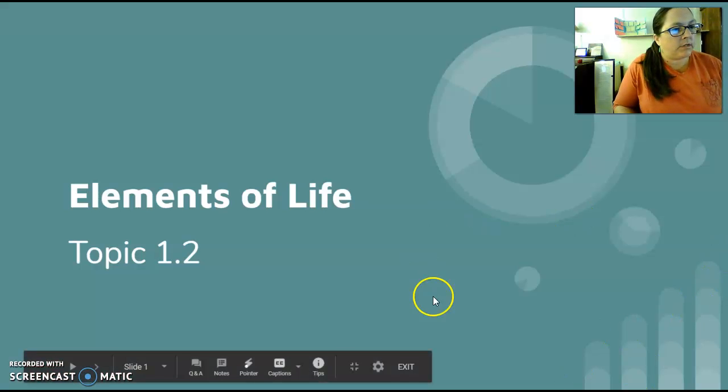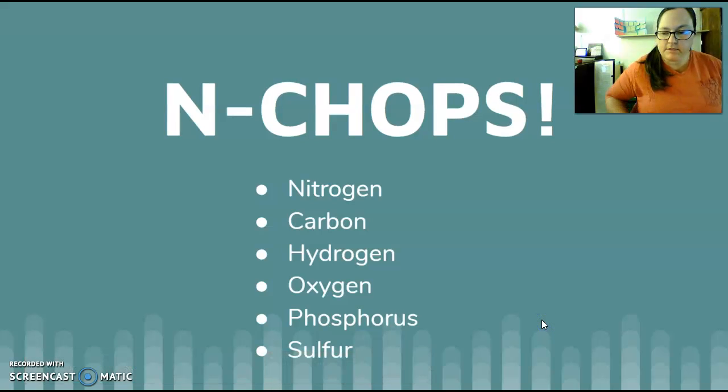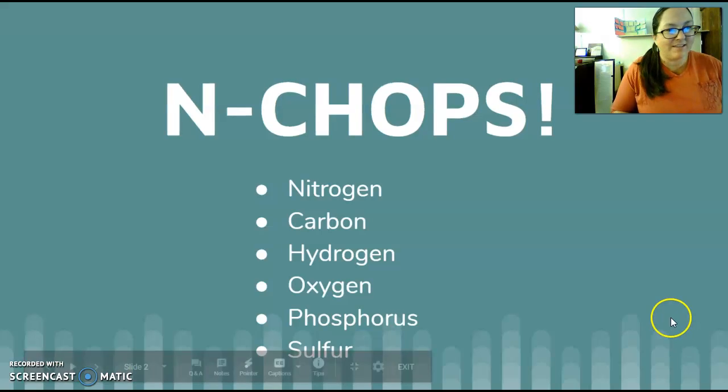Okay, so an easy way to remember the elements that are necessary for life is simply to remember this mnemonic, NCHOPS. NCHOPS stands for nitrogen, carbon, hydrogen, oxygen, phosphorus, and sulfur. Those are the six most common elements found in living systems.